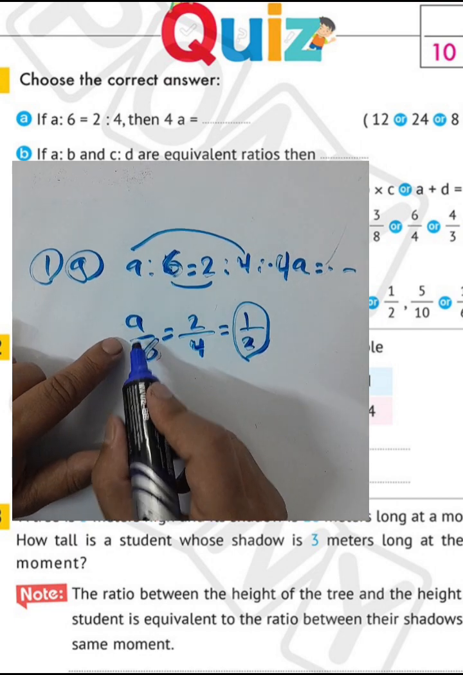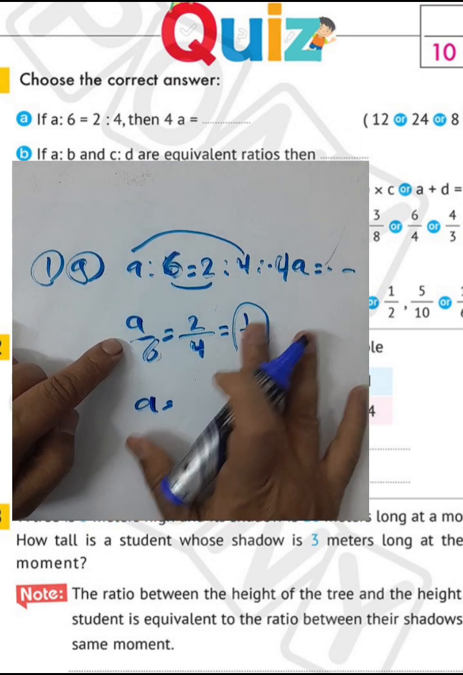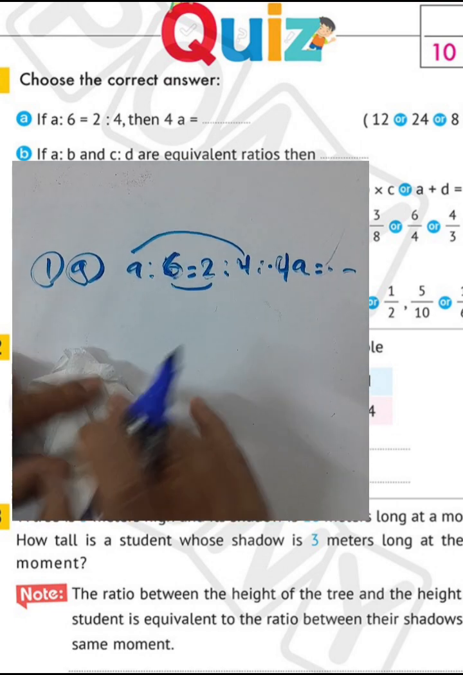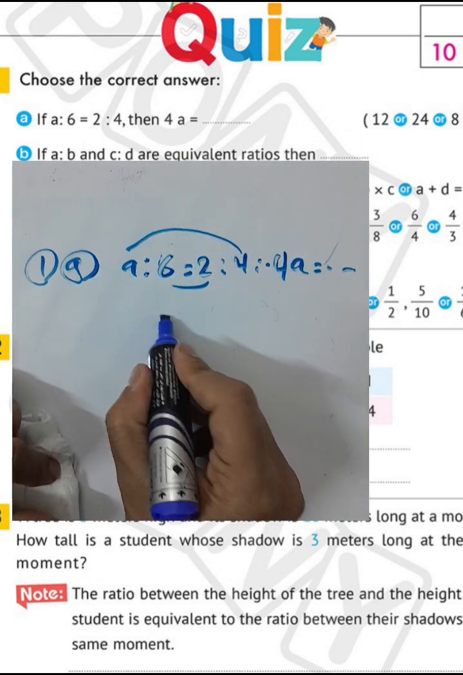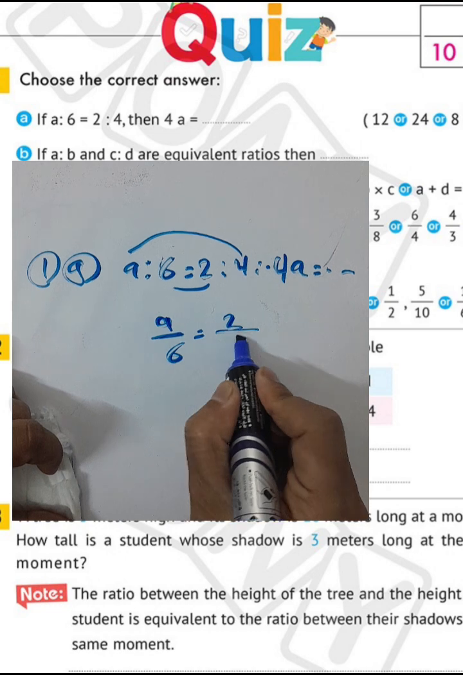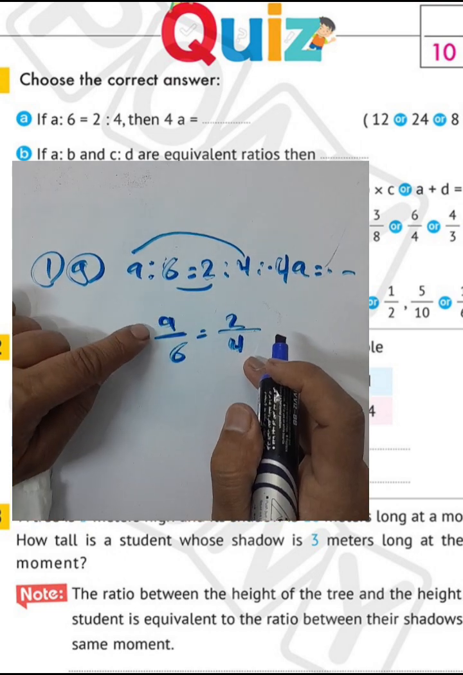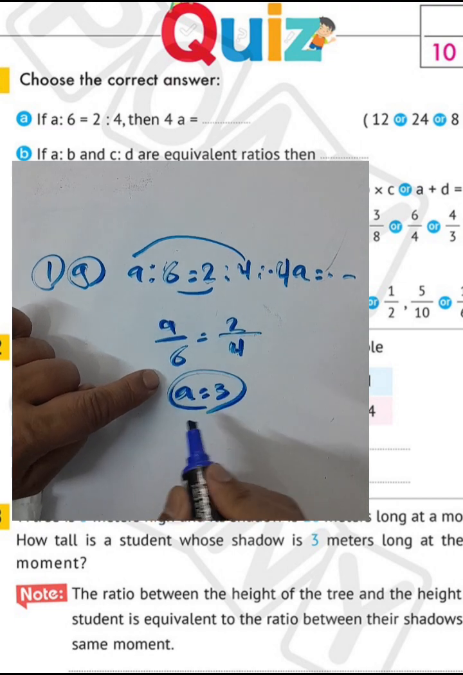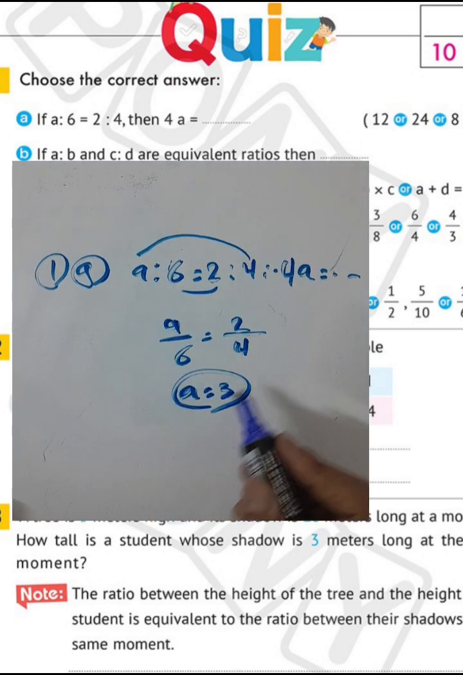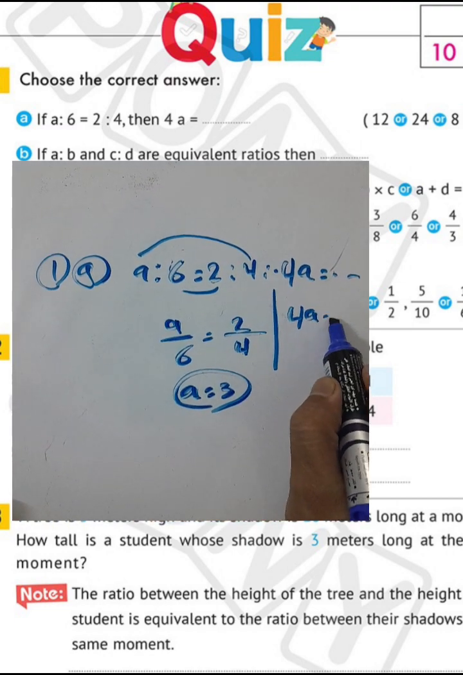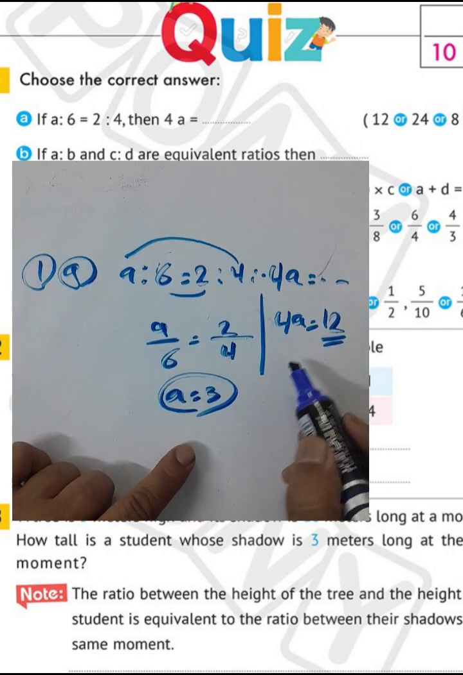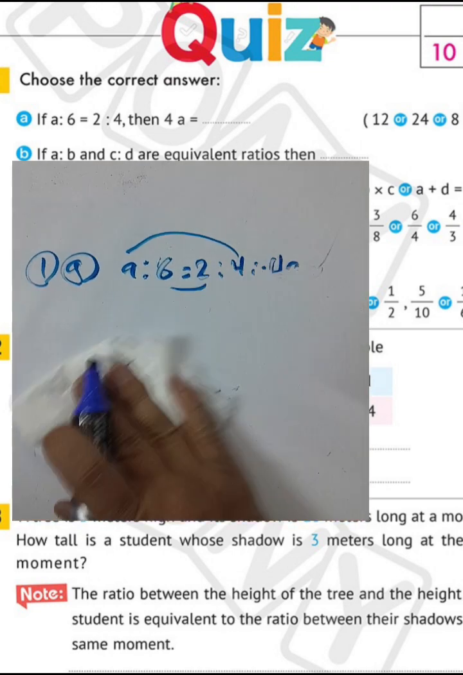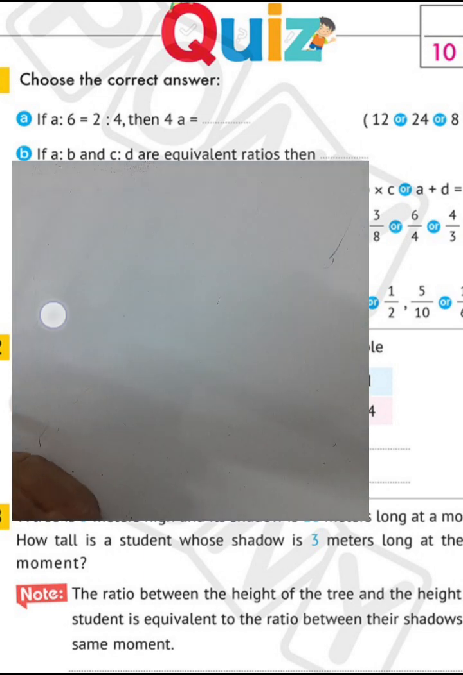Okay, we can find the value of A. Again, in this example, he gives us A over 6 equals 2 over 4. 2 is half of 4, then 3 over half of 6. Then the value of A here equals 3, because 3 is half of 6. Then we can find 4 multiplied by A. 4 times 3 will be 12. Right, 12.